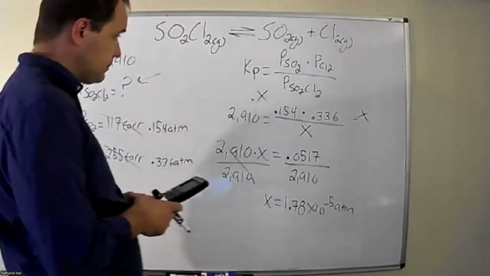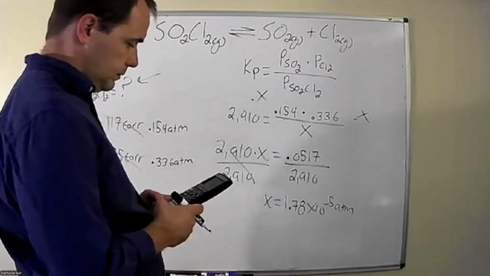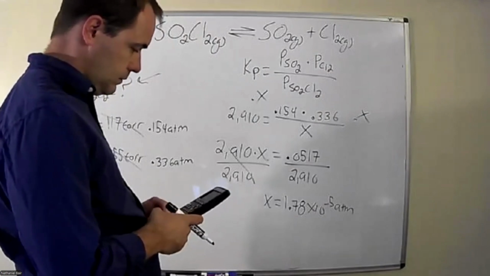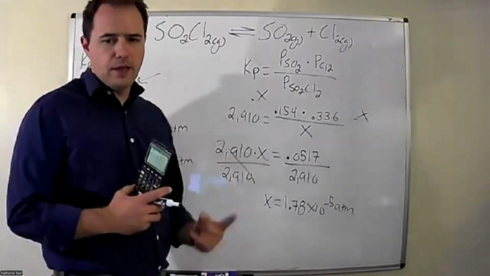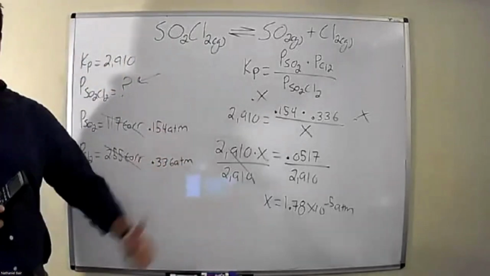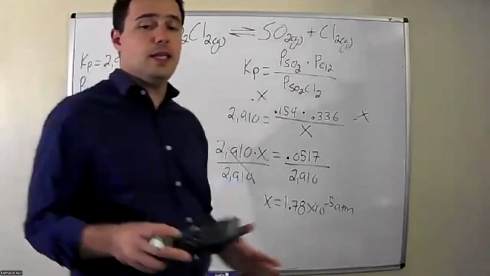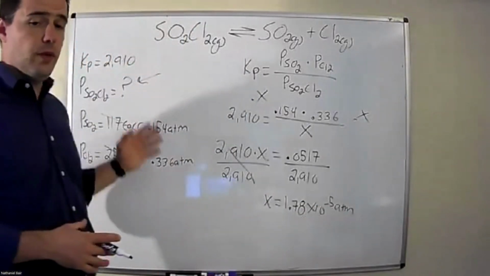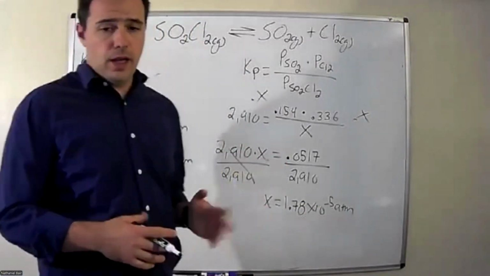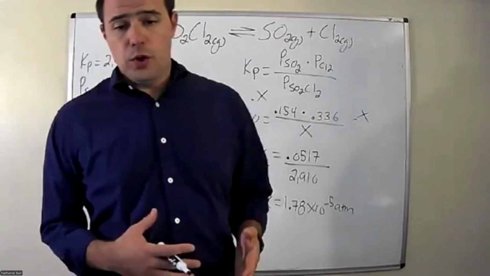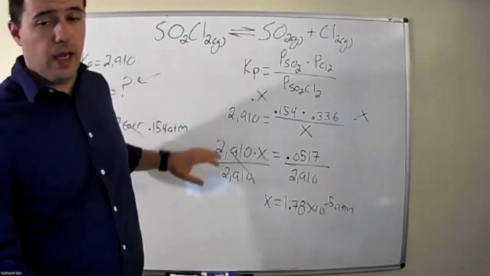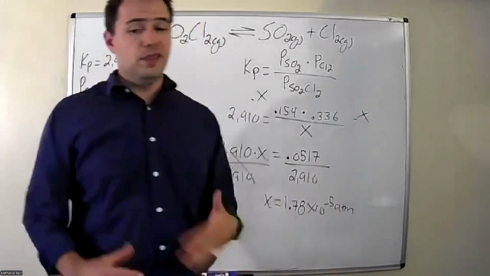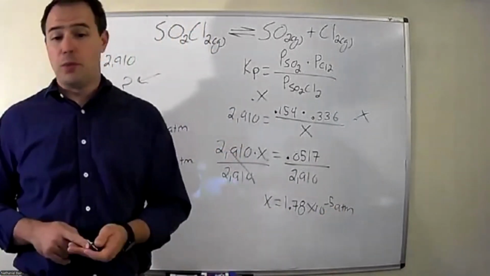Let's check. We got 2,910. That totally works. There is your individual partial pressure. So these are easy problems. Why are they easy problems? Because you're being given equilibrium values and asked to solve for a constant, or you're being given the equilibrium constant and all but one of the equilibrium values and asked to solve for the remaining one. So these are just easy algebra 1 problems.